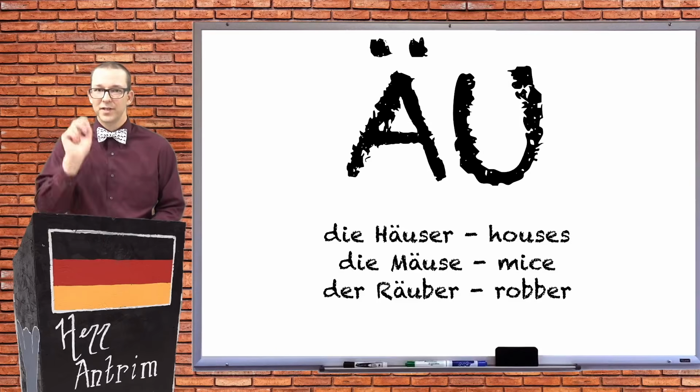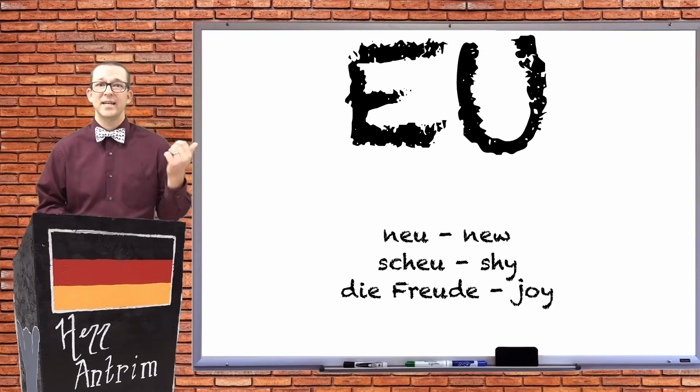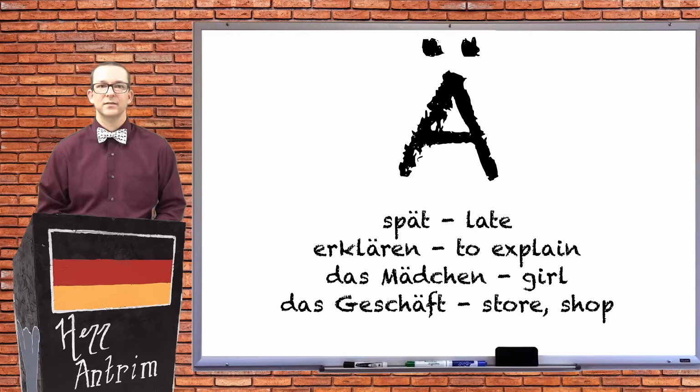Adding the umlaut, those two little dots above the letter A, makes it sound like you are trying to get somebody's attention in a British pub. Oi, mate! Examples include Häuser, Mäuse, Räuber. The same is true if you put an E and a U together. EU makes the Oi sound. Neu, Scheu, Freude. This is because the A umlaut by itself is pronounced like the long pronunciation of the letter E. Examples of this include spät, erklären, Mädchen, Geschäft.